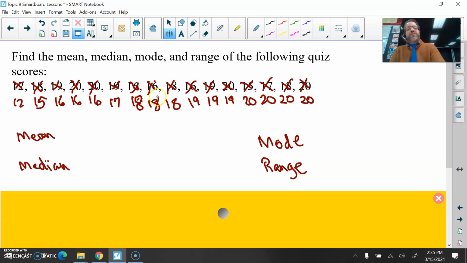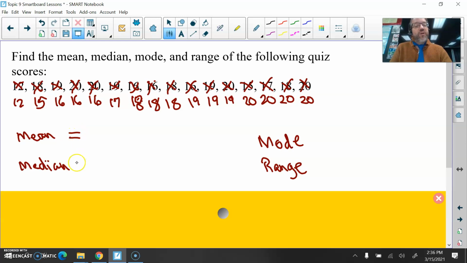Notice because I was writing directly under the original list, I can see now that it's lining up all the way across. I must not have missed any, but just to be sure, I'm going to count and make sure I have 16 scores. Remember, there were 16 scores. 1, 2, 3, 4, 5, 6, 7, 8, 9, 10, 11, 12, 13, 14, 15, 16. Okay, good. I have 16 scores here.